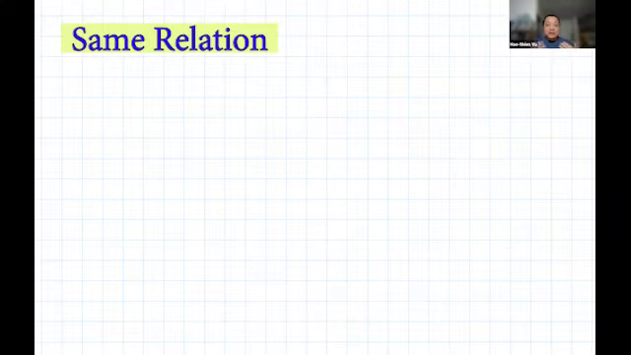Therefore, what it means is that logarithm and exponential are the same thing. They express the exact same relationship given a certain base. It's just that the numbers switch places.